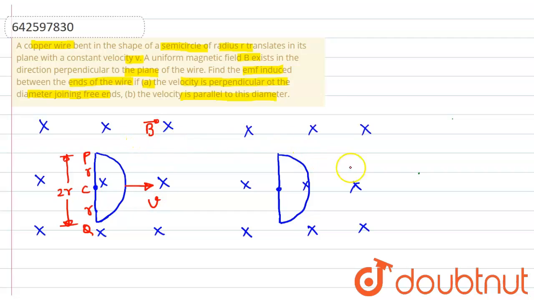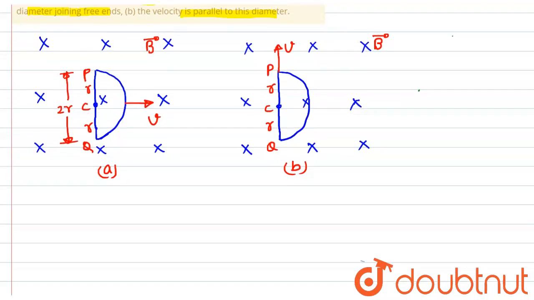Now this is also the magnetic field direction for case B. If this is C, this is P, and this is Q, and r is the radius of this semicircular wire, then it is given that the velocity of the wire is along the diameter, that is, parallel to its diameter. So consider this velocity is also v. Consider this case is case A and this case is case B, and for both cases we have to calculate the EMF.